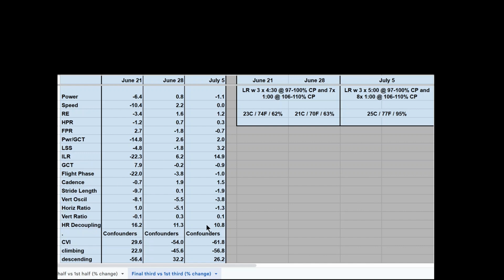Heart rate decoupling, again, more enhanced because we're not looking at just the half versus half. We're looking at the beginning where heart rate is a little bit more stable and less stress versus the very end. And even then, we're seeing a little bit lower, about the same, but definitely these two runs lower heart rate decoupling than what we saw in that first run.